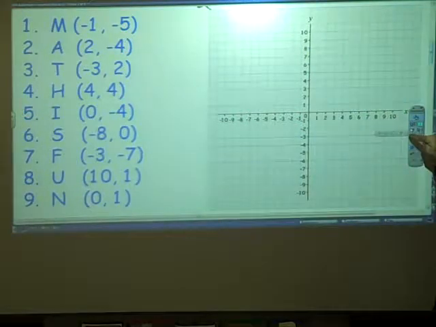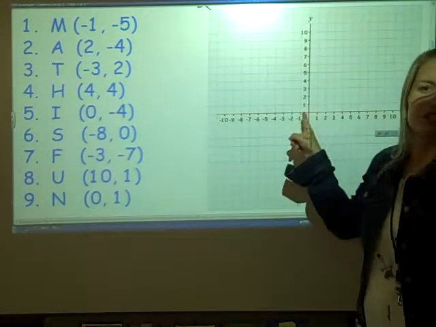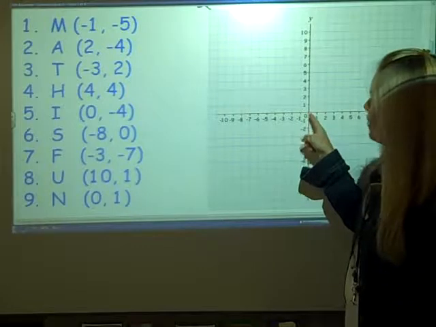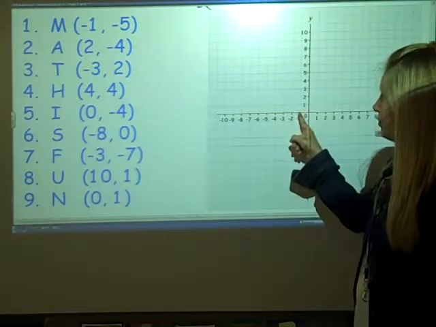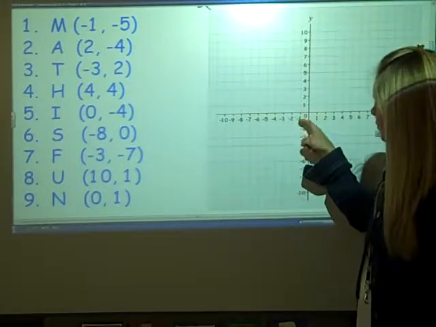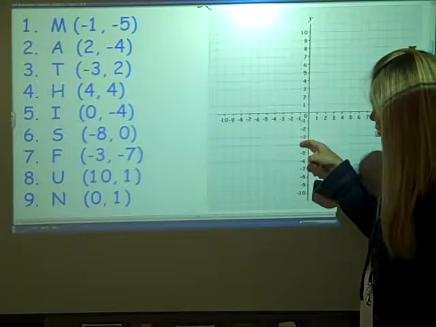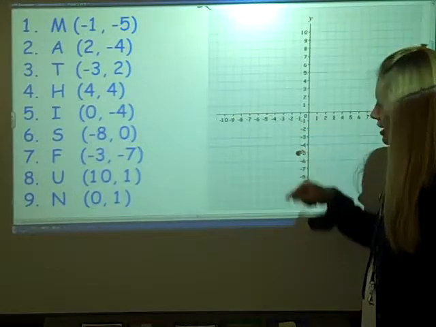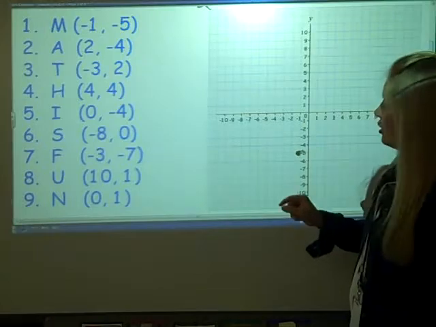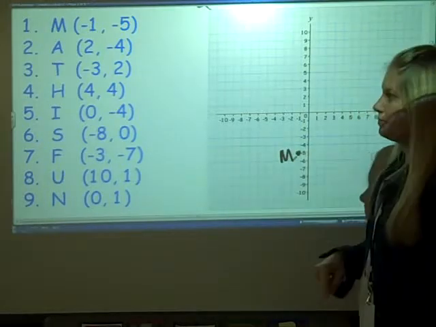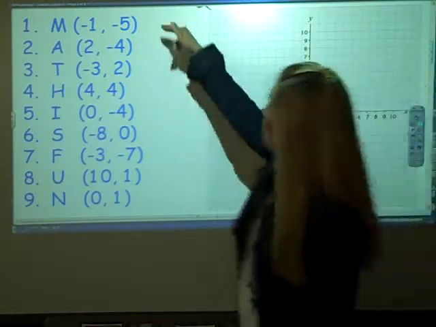So you're always going to start at the origin, 0, 0. Negative 1, that's your x-axis, negative 1, and then negative 5, down 5. 1, 2, 3, 4, 5. You put a dot right at that intersection, and then you label it an M. That is in quadrant 3, so put a 3.